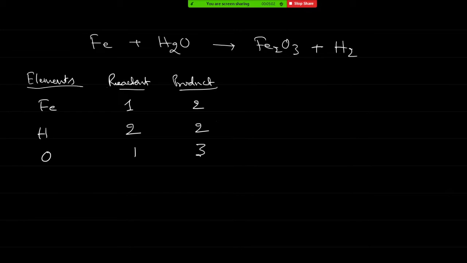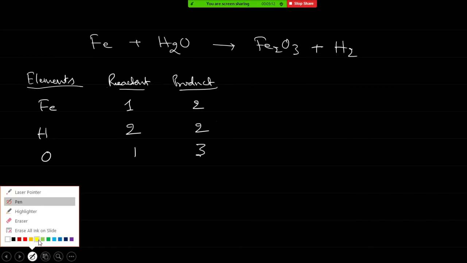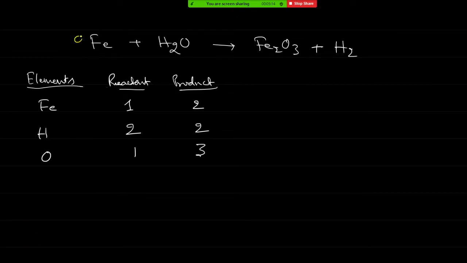So first we will look at the iron. Iron is in the product side, there are 2. So in order to balance that, we will multiply this side with 2, because here 2 iron atoms are there. First we are looking at the metal. We will multiply with 2 so that both sides have 2 iron atoms.